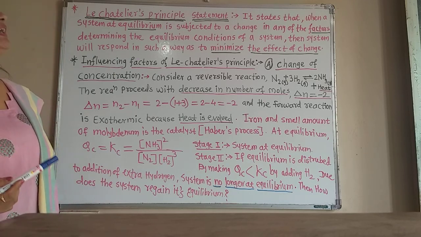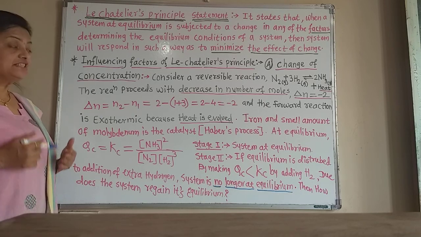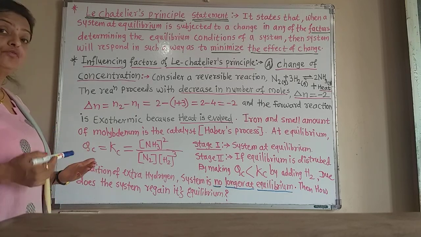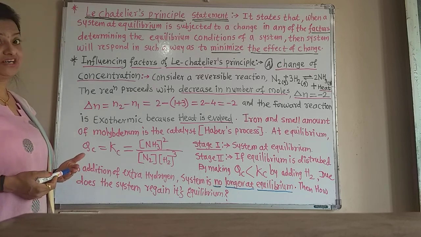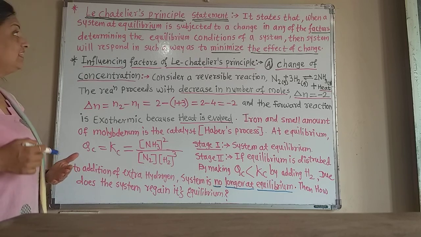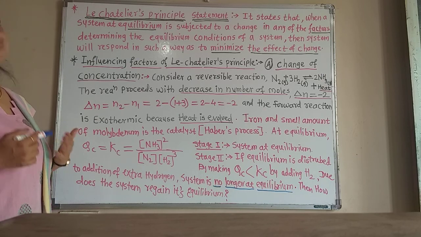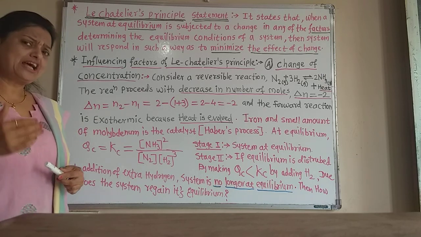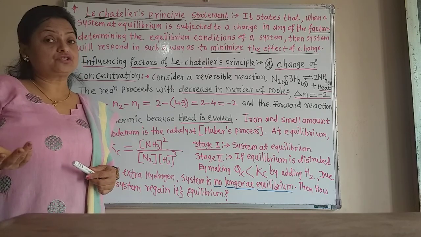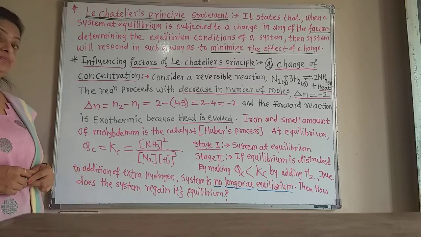Then what is the statement? When a system at equilibrium is subjected to a change in any of the factors which determine the equilibrium conditions of that system, meaning the reaction, then the system will respond in such a way as to minimize the effect of the change. The system tries to minimize the effect of that change in the factors which affect the equilibrium. Now that is the Le Chatelier principle.